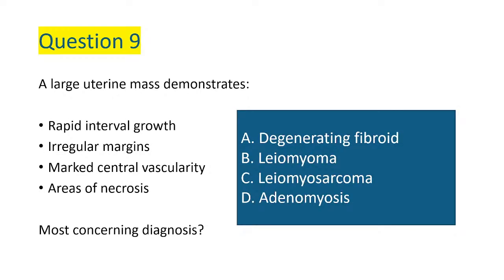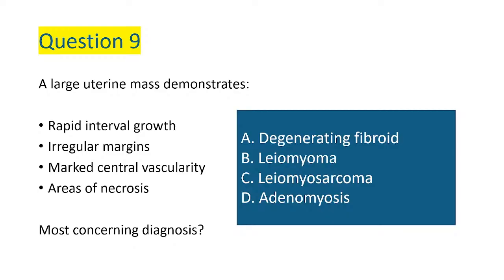Question number 9. A large uterine mass demonstrates rapid interval growth, irregular margins, marked central vascularity, areas of necrosis. What's the most likely diagnosis? A. Endometrial fibroids. B. Leiomyoma. C. Leiomyosarcoma. D. Adenomyosis. What are the key words?